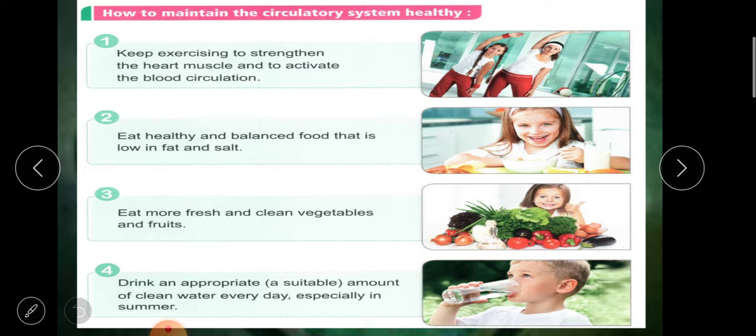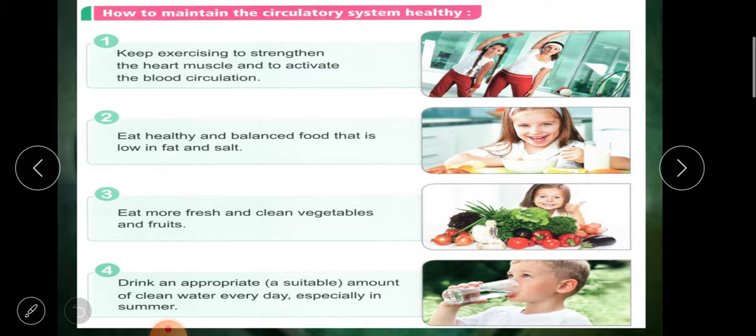As we said, when you exercise, you will deliver more oxygen and digested food, so this makes an activation for our blood circulation. So again, we have to keep exercising. Why do we have to keep exercising, or give a reason we have to keep exercising? We said to strengthen the heart muscle, to activate the blood circulation, and to keep our circulatory system healthy.